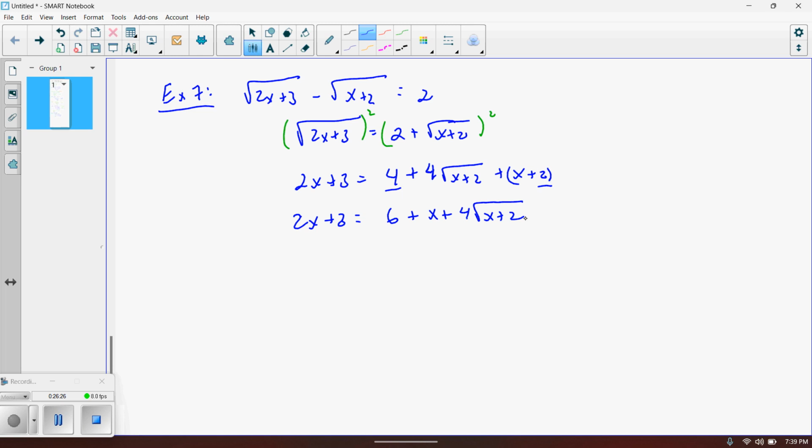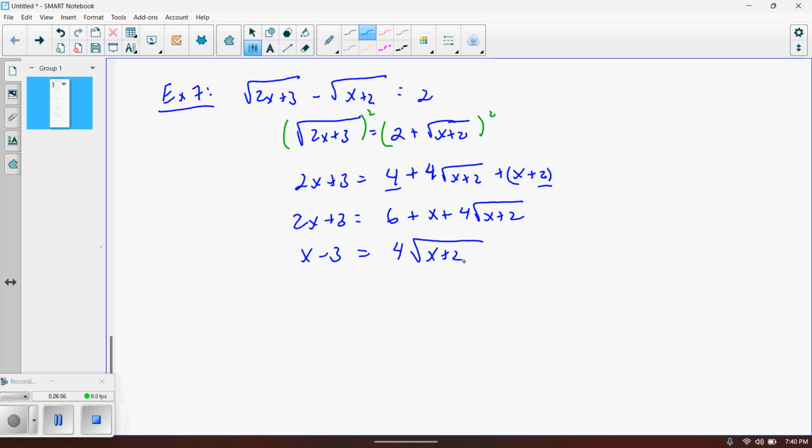Now I still have that square root that I have to get rid of because it's got an x underneath of it. So now what we can do is we can move everything that's not that square root to the other side. So let's subtract 6 and we'll subtract x on both sides of the equation. Subtracting x will leave us x. Subtracting 6 will leave us with a minus 3. And what I have left over is 4 times the square root of x plus 2.